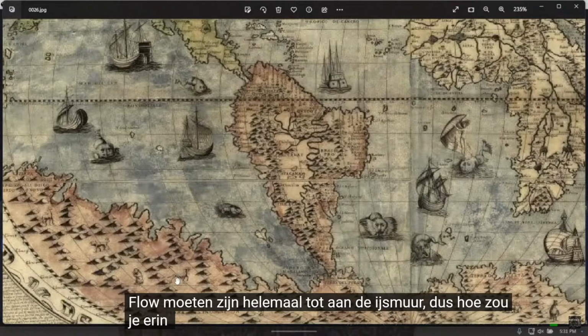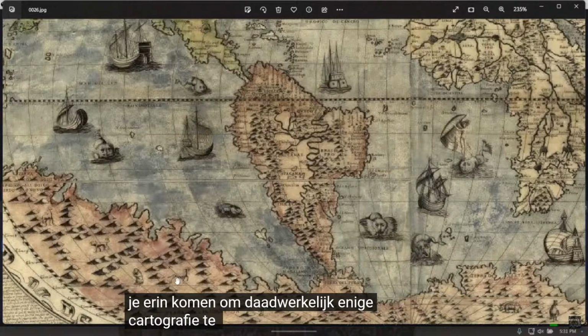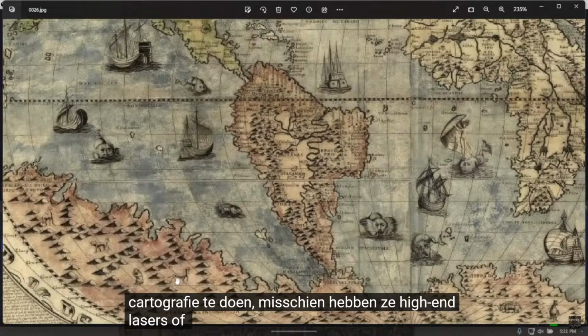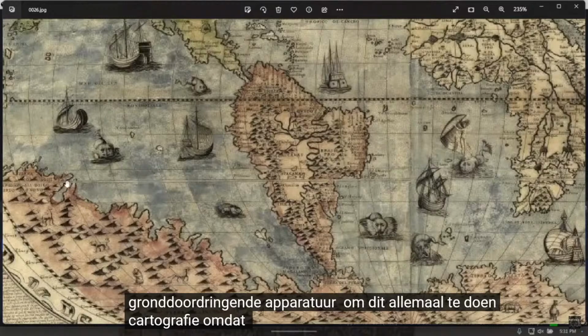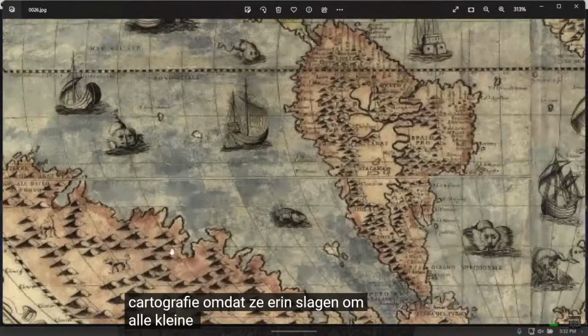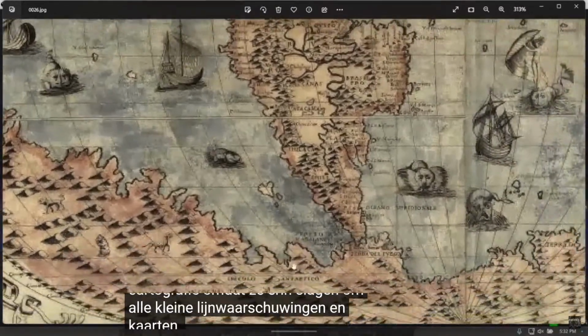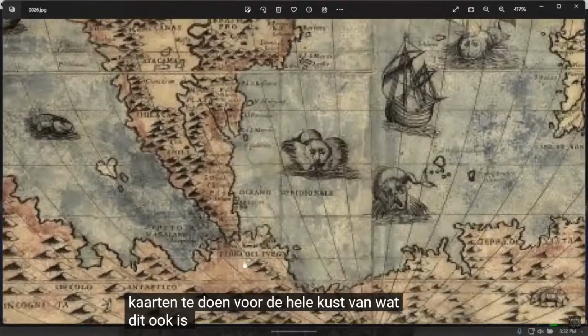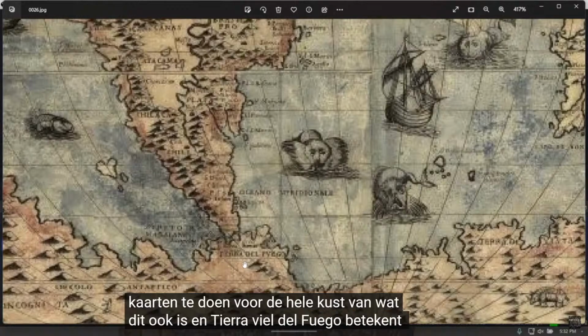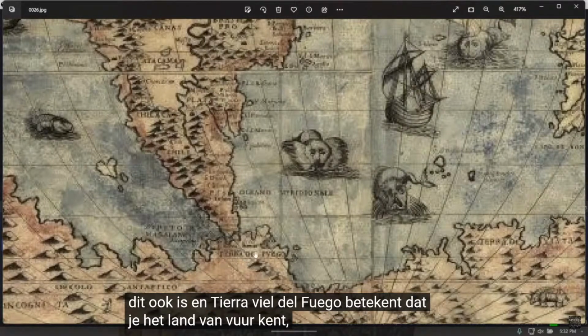So how would you get in to actually do any cartography? Maybe they had high-end lasers or ground-penetrating equipment, because they managed to do all the little islandlets and chart out all of this coast of whatever this is. And Tierra del Fuego means land of fire.